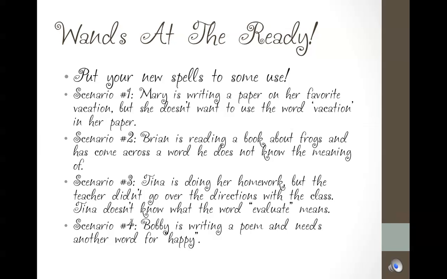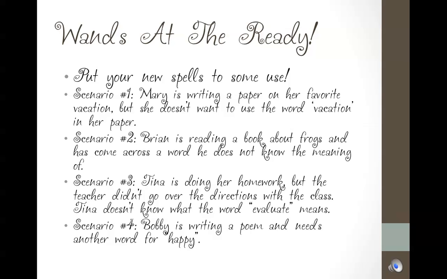The first scenario is, Mary is writing a paper on her favorite vacation, but she doesn't want to use the word vacation in her paper. Dictionario or thesaurify? That's right, thesaurify. Scenario number 2. Brian is reading a book about frogs and has come across a word he does not know the meaning of. Which spell would you cast? That's right, dictionario.